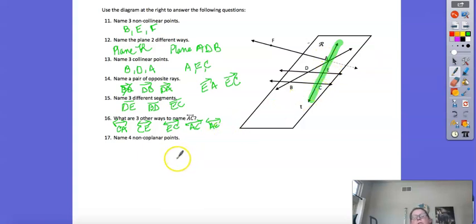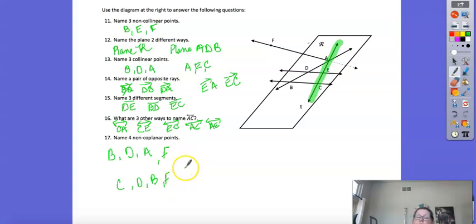Okay, name 4 non-coplanar points. Well, you could put any 3 points you want, A, D, E, B, and C. And as long as the 4th one is F, then they are non-coplanar. So if I say B, D, A, as long as I have F in there, all 4 do not live on the same plane. I could put C, D, B. I can pick whatever points I want as long as I have that F, which is not in the plane. Then I have 4 non-coplanar points, 4 points that do not live in exactly the same plane.